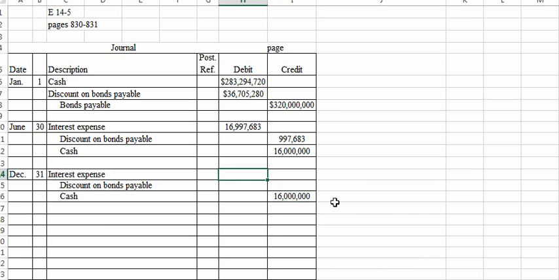Okay, but the interest expense amount is going to change. It's going to be equal to the original carrying amount plus what was amortized on June 30th. And then we're going to multiply by the market rate or effective rate for 6 months, which is, again, 6%.